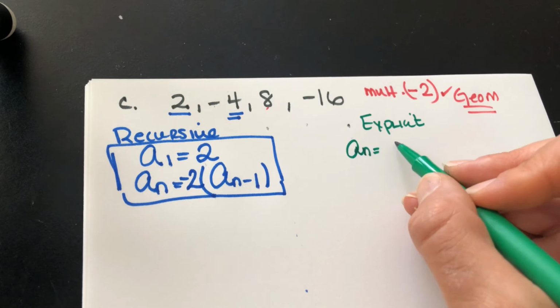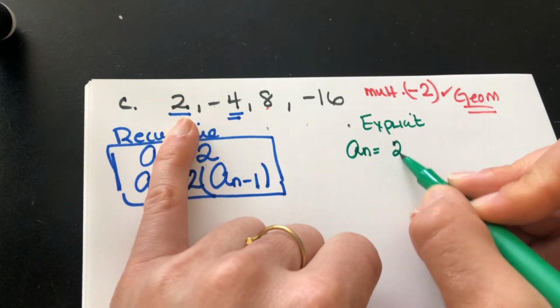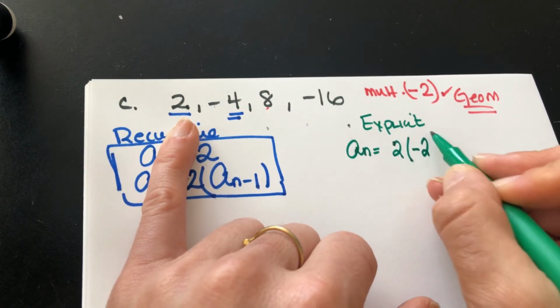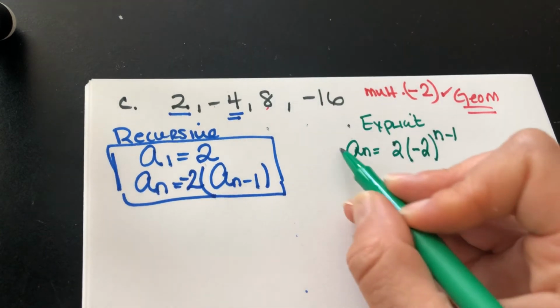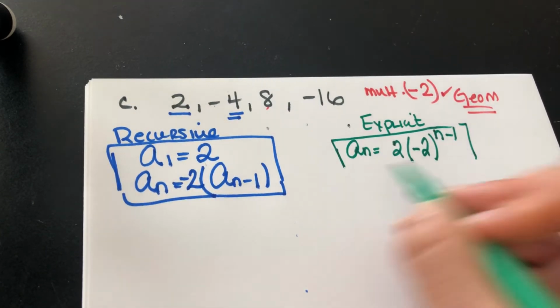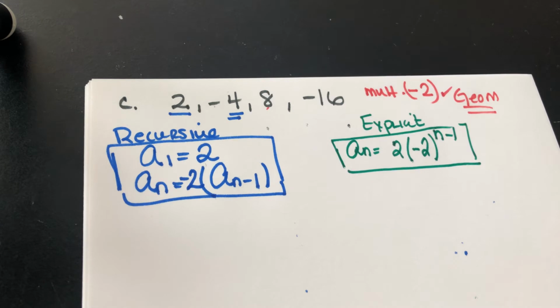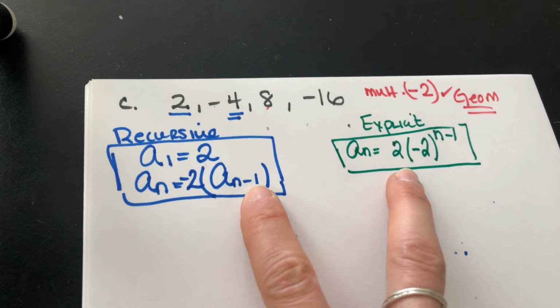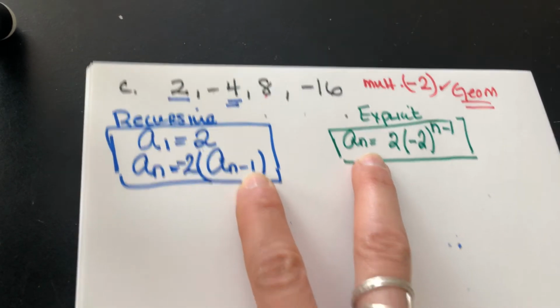Remember, it's geometric. First term, common ratio, and then n-1. Explicit for the geometric is very easy. So hopefully that makes somewhat of sense for you guys. Then I'm going to show you these two situations that are the special ones that only recursive rule can happen. Again, for this, you could do recursive or explicit.